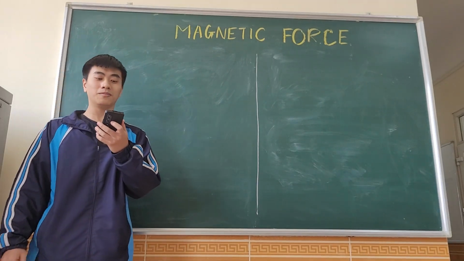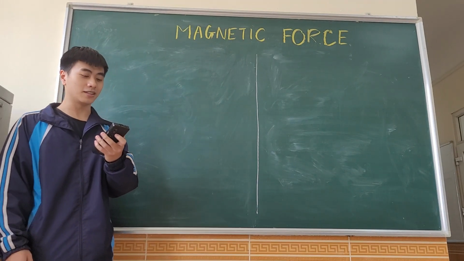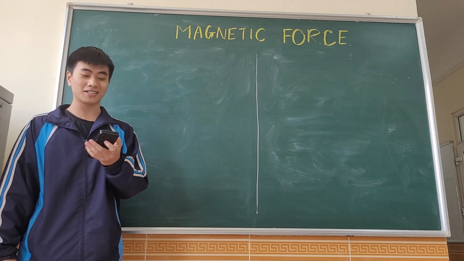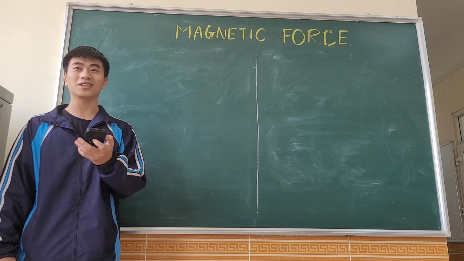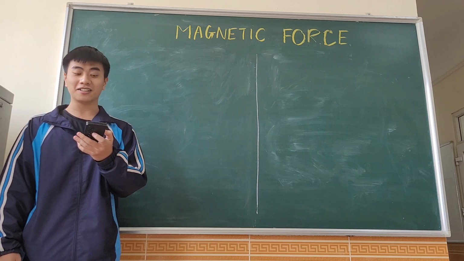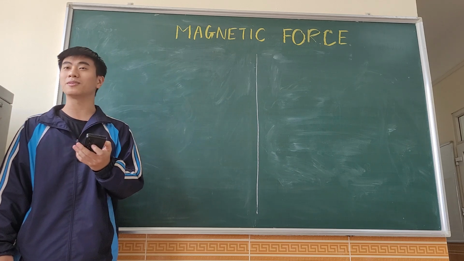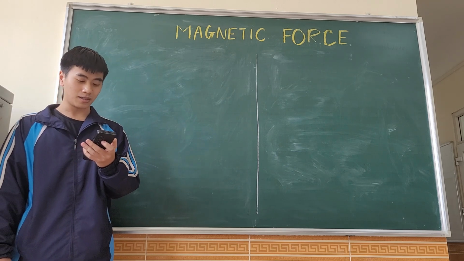Hello class, before we begin on today's lesson, let's review the previous lesson. Can anyone stand up and repeat for the class what interaction is and under what conditions a magnetic field appears? Zoom, please.